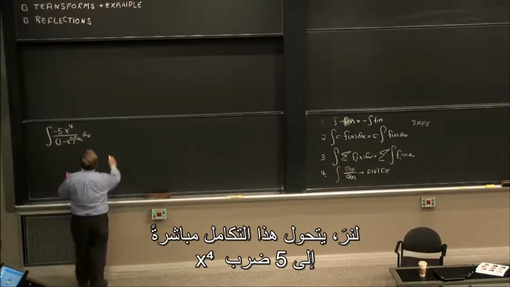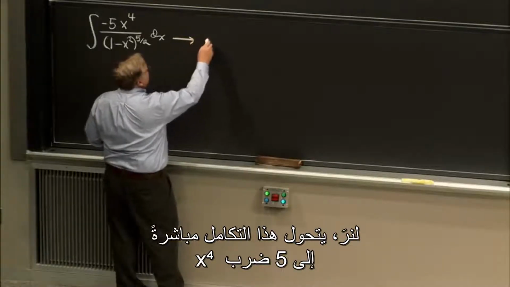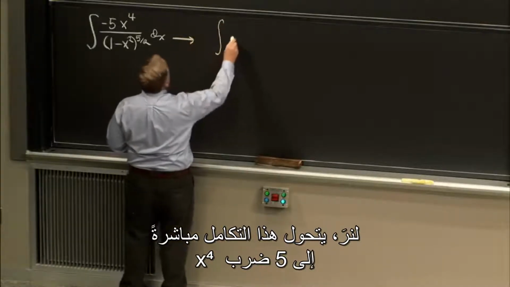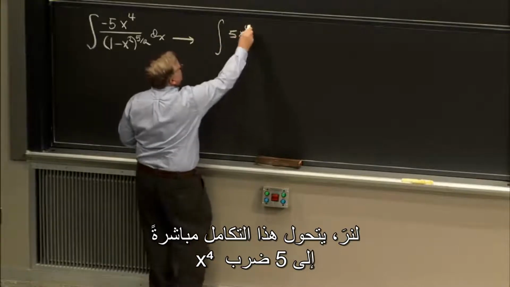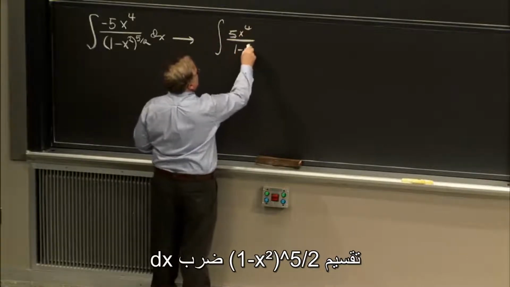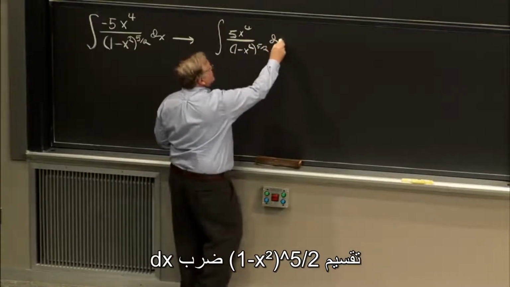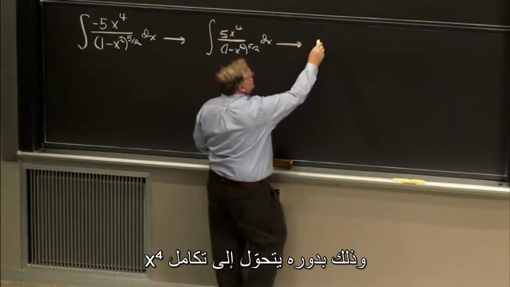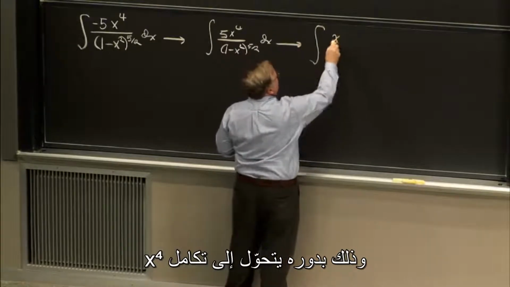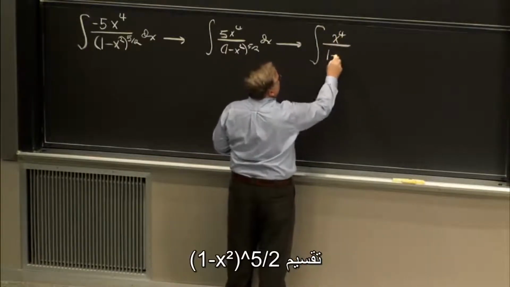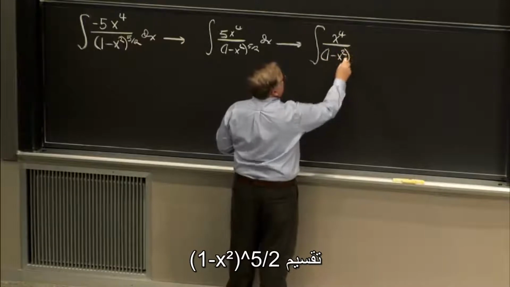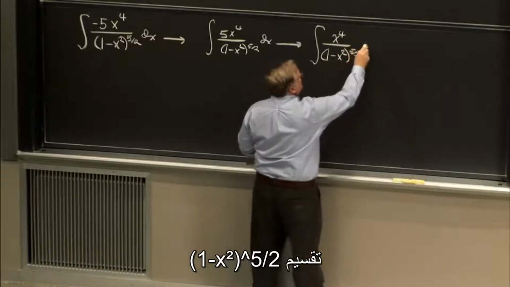Let's see, this one immediately transforms into 5x to the 4th over 1 minus x squared to the 5 halves dx, and that in turn immediately transforms into the integral of x to the 4th over 1 minus x squared to the 5 halves dx.